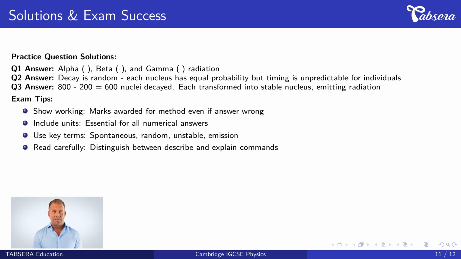Now, exam success tips. First, always show your working. Even if the final answer is wrong, you earn marks for correct method and approach. Second, include units in all numerical answers. This is essential in physics. Third, use key terms correctly. Spontaneous means natural, random means unpredictable timing, unstable means excess energy, emission means release of particles. Fourth, read questions carefully. Describe means state features, explain means give reasons why.